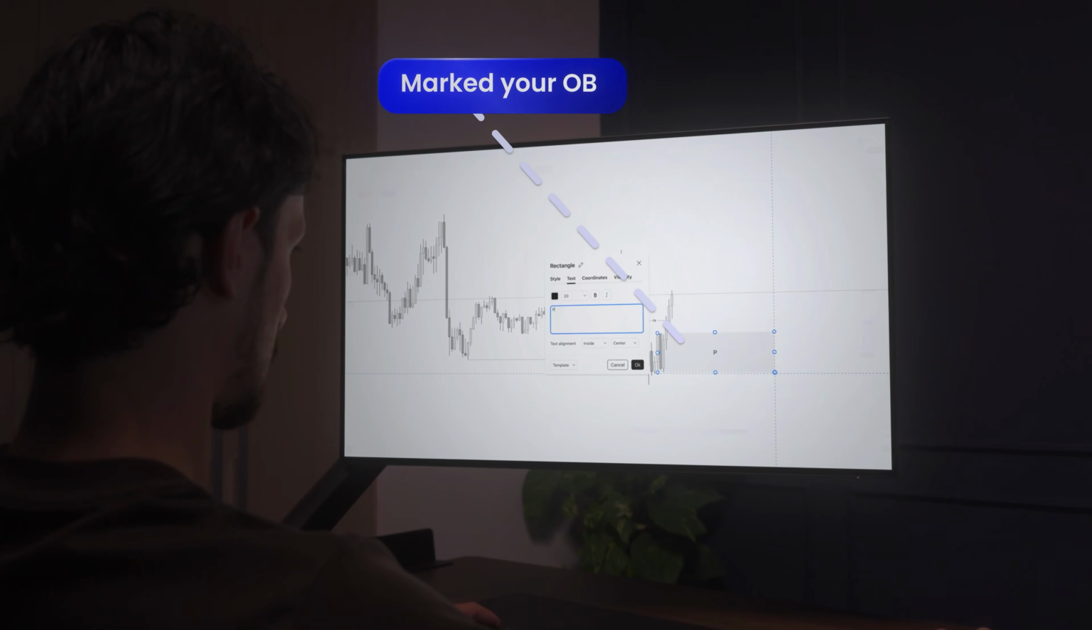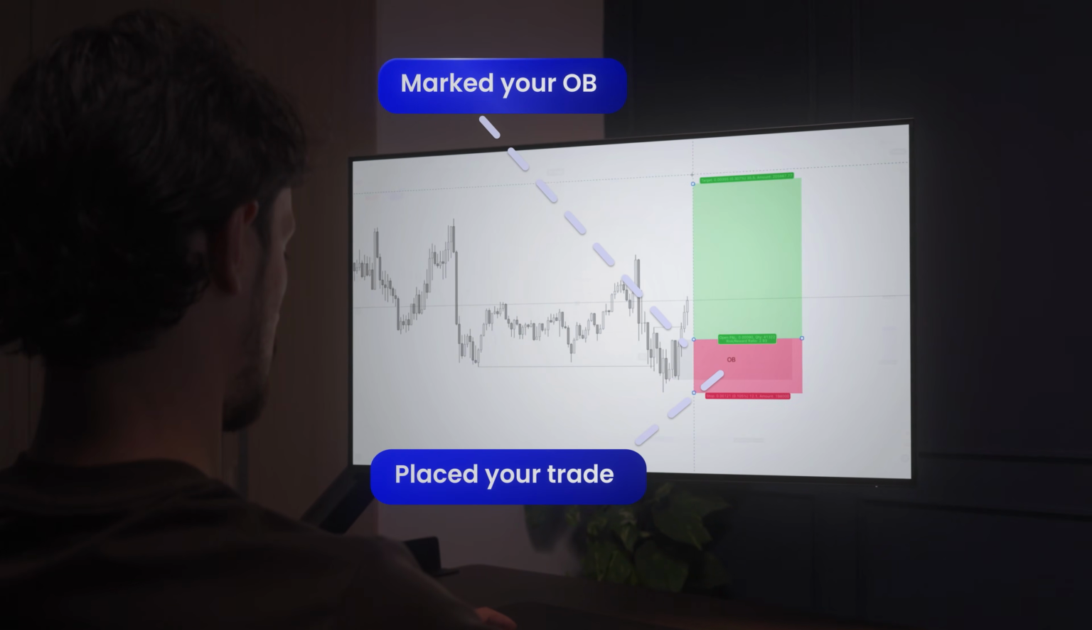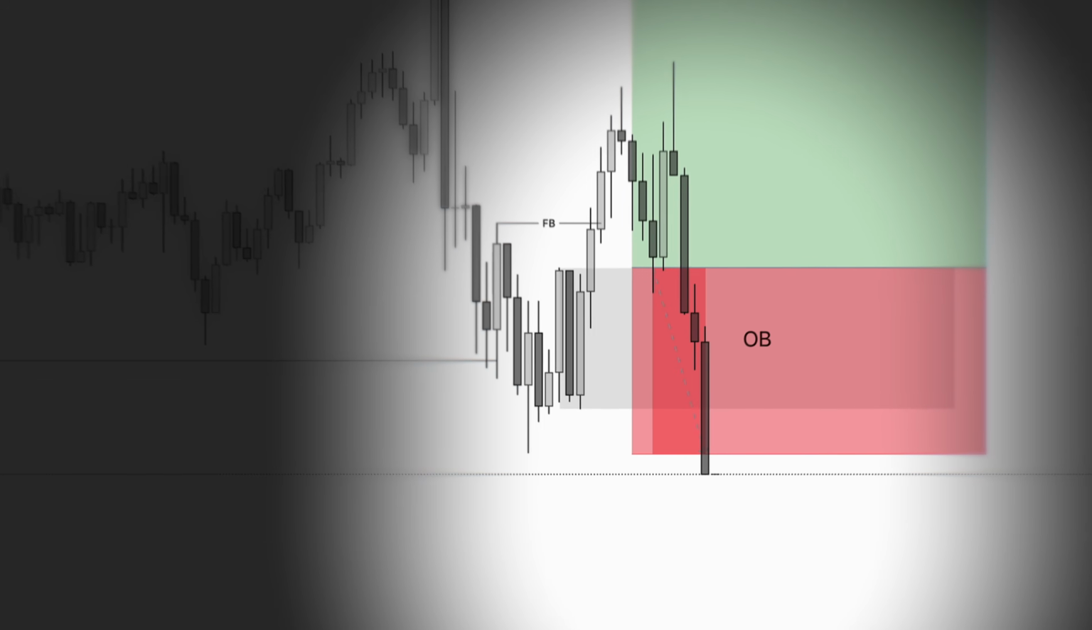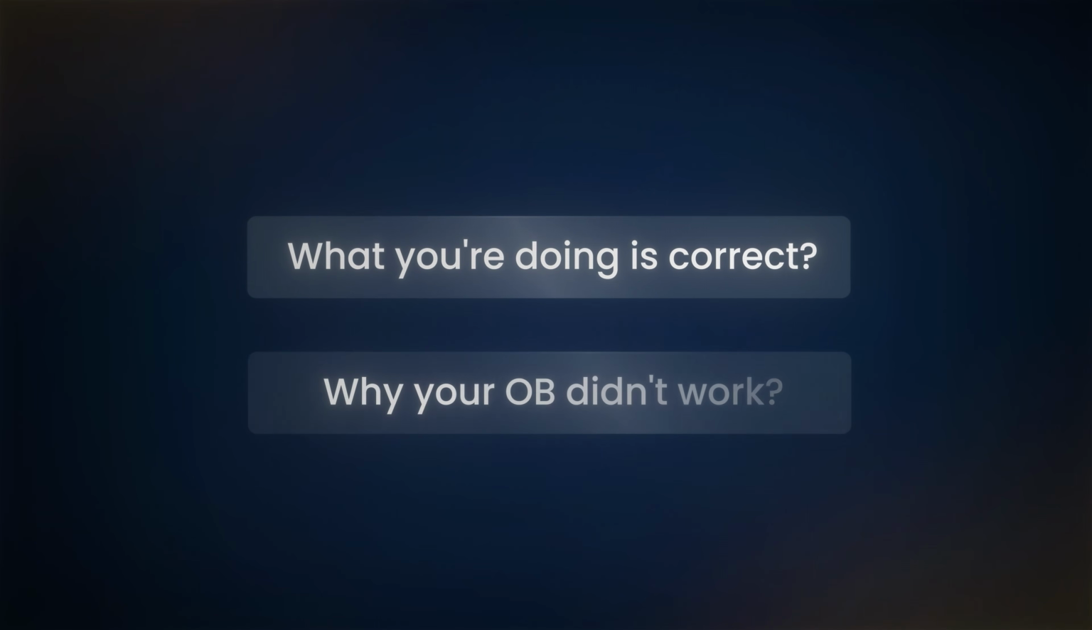If you're anything like the other 99% of traders who try to trade order blocks, then your trades probably look something like this. You mark up your order block, your perfect order block. You place your trade, you get tagged into your trade, and everything seems to look good. And then out of nowhere, for no reason known to you, price just obliterates through your level and you're left with another stop loss, wondering and doubting whether what you're doing is correct and why your order block didn't work.